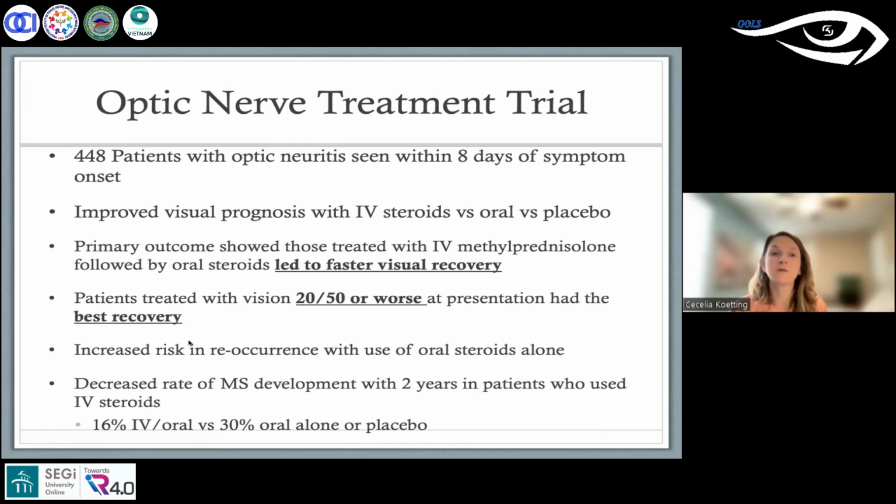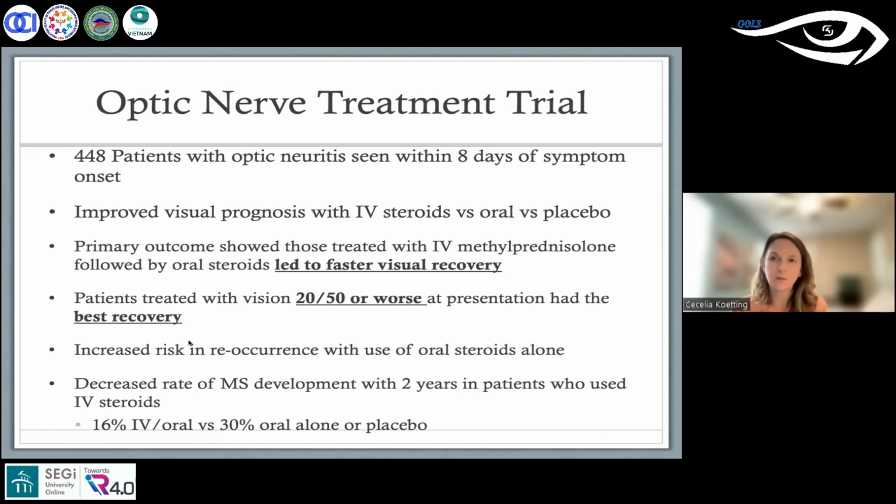But the patients who were treated were 20/50 or worse at the presentation, and those were the ones that had the best recovery. Increased risk in reoccurrence with use of oral steroids alone, and a decreased rate of MS development within 2 years for those who use the IV steroids. So IV and oral had a decreased risk of progression to MS.